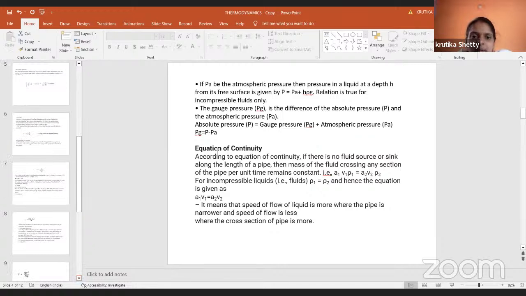What is this equation of continuity? So if you consider one pipe alli enadru water flow ಆಗ್ತಾ ಇದೆ ಅಂತ ಇಟ್ಕೊಳ್ಳಿ. So the same water at different points if you consider, the velocity of that water, according to this equation of continuity, there is no fluid source or a sink along the length of the pipe. The mass of the fluid crossing any section of the pipe per unit volume remains constant.